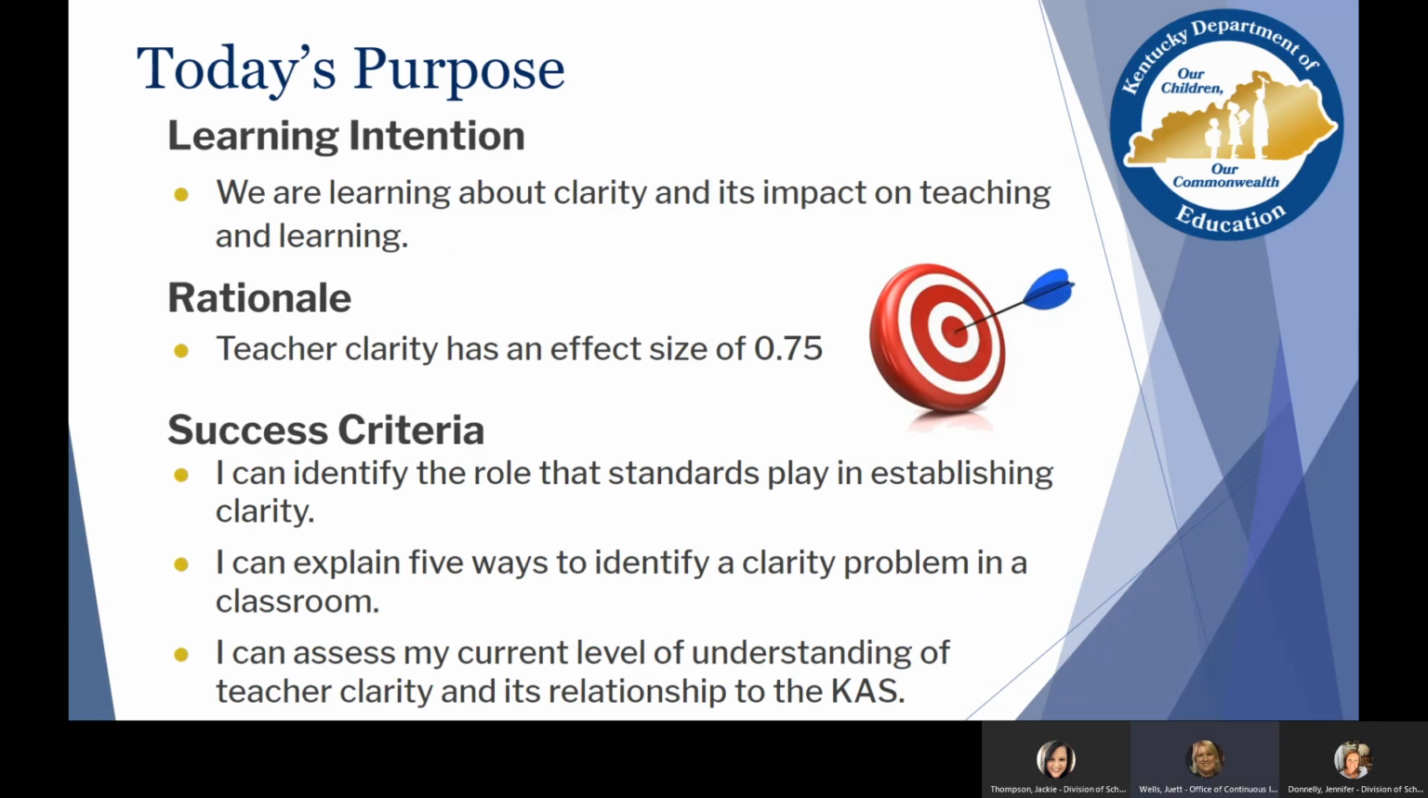Our purpose for today's training is we are learning about clarity and its impact on teaching and learning. The reason that clarity is so important, the justification for even spending time learning about teacher clarity, is that according to John Hattie's effect sizes, teacher clarity has an effect size of 0.75. If you have much background knowledge about Hattie's work, you may remember that the hinge point in effect sizes is 0.40. In other words, any influence with an effect size of 0.40 is going to yield you about a year's growth in about a year's time. So an effect size of 0.75 is almost double your average effect size.